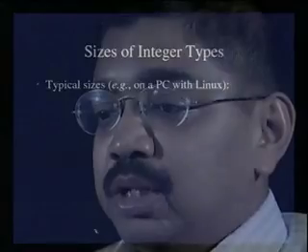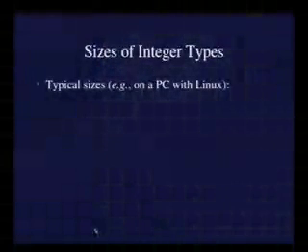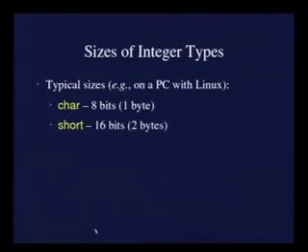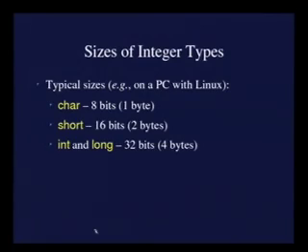So on a typical PC, which is running Linux, which is the kind of machine that we are using in this course, these are the typical sizes of the various types. Char, as always, of course, is 8 bits. Remember that char is 8 bits on every machine. And on a PC with Linux, short is 16 bits or 2 bytes. Int and long are both 32 bits or 4 bytes.